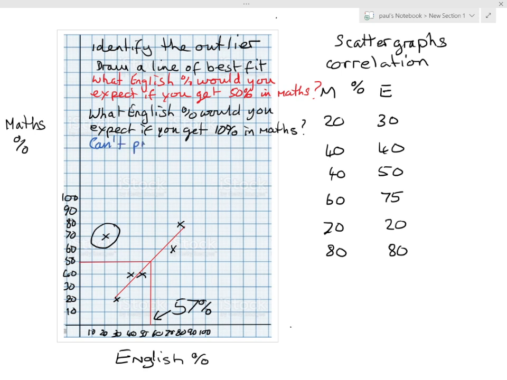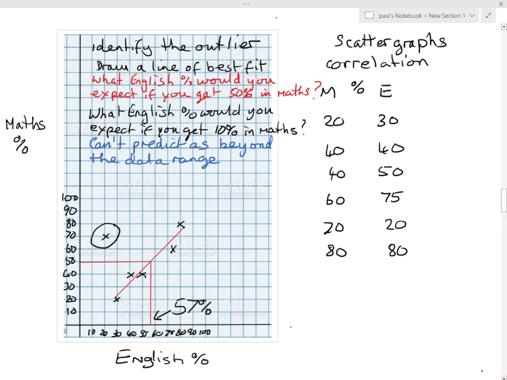So your answer for this one is going to be can't predict as beyond the data range. And the same at the other end. If somebody had 90% in maths, it misses the top, so we have no idea what they would have. Can't predict as it's beyond the data range.